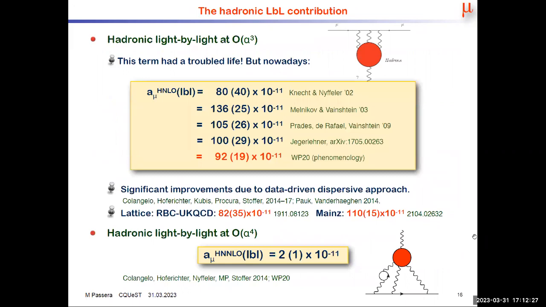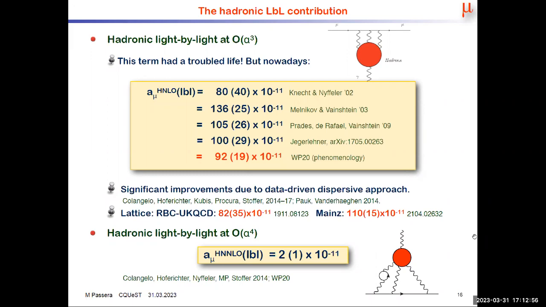To complete the discussion of the hadronic contribution, there is one last contribution, and you can have a whole talk on this contribution alone. It's called the light by light contribution. Many of you heard about it. It's a troubled life. Its sign even changed. Now everybody agrees it's positive. And the value that is quoted in the white paper is this one here, 92, with an uncertainty of 19 in 10 to the minus 11.